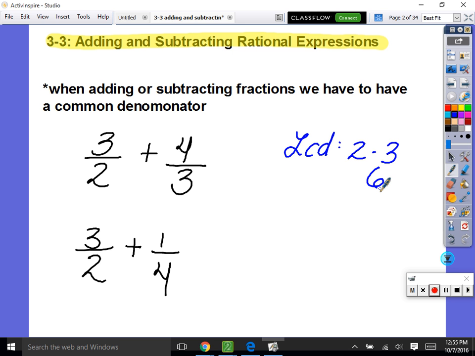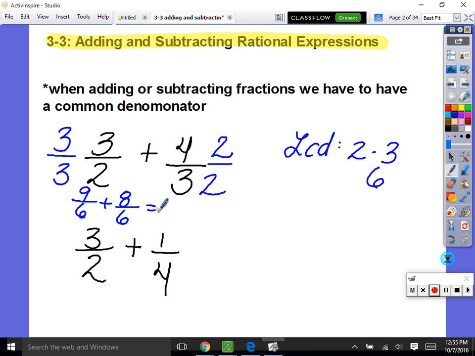So to make this bottom 6, we multiply by 3. Now we can't just multiply by 3 or we've changed it. So we multiply by 3 over 3 because that's just a fancy 1. Correct, everybody? And then we'll multiply by 2 over 2 here. So right here we get 9 over 6 plus 8 over 6. Correct? Now we add straight across, but we don't add the bottoms. We all know that. So that would be 17 over 6.